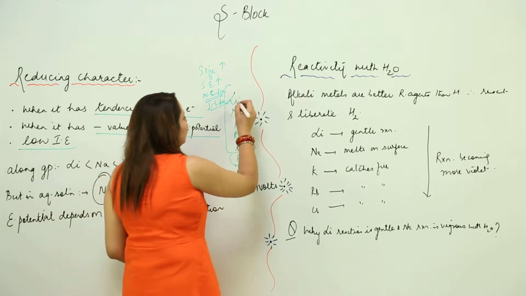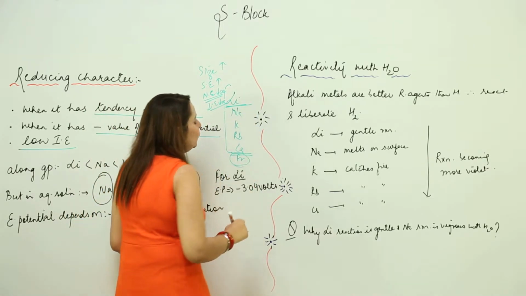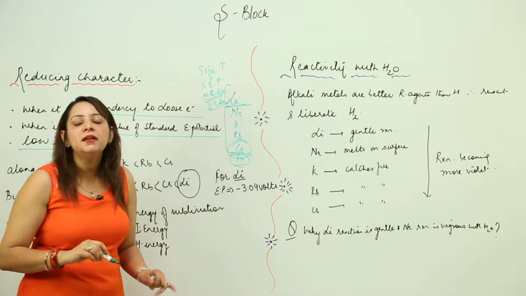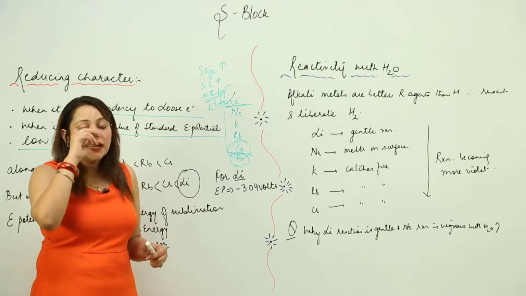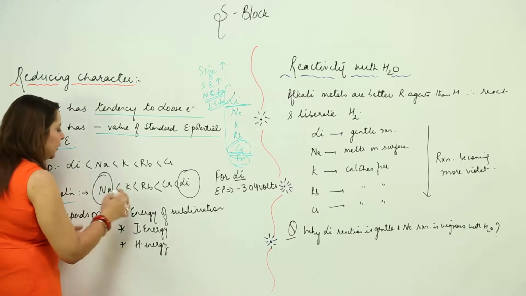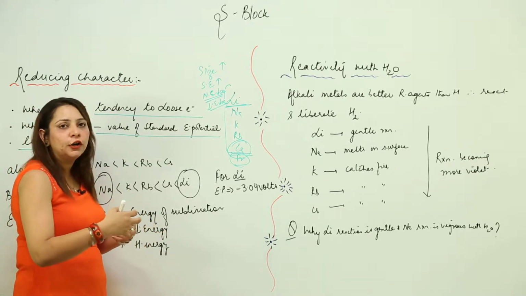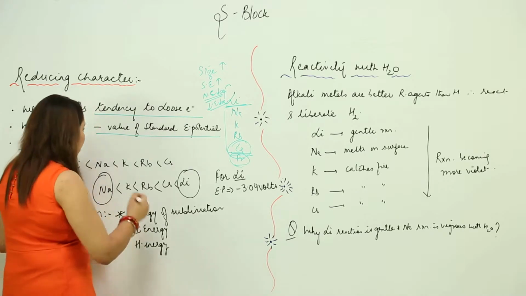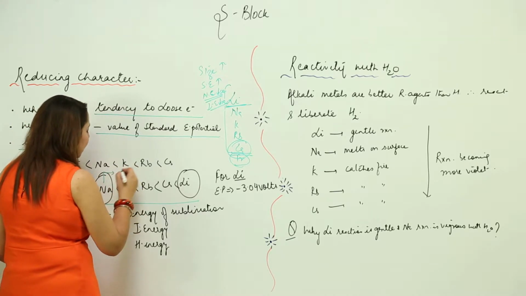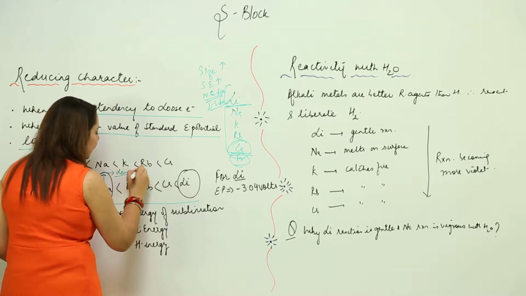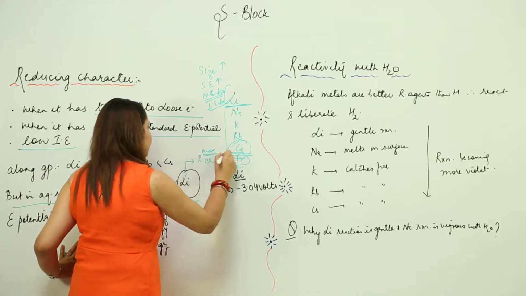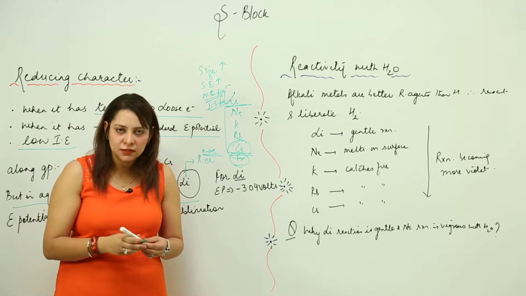Ionization energy decreasing means that the tendency to lose electrons is increasing. So if we compare lithium and cesium, the one which has the lowest ionization energy is cesium. That means it can act as a better reducing agent as compared to lithium. But what we have actually seen is that in aqueous medium, the order of their reducing character varies in this manner: sodium has the least reducing character, and lithium has the maximum reducing character. Out of them, lithium is considered the best reducing agent.